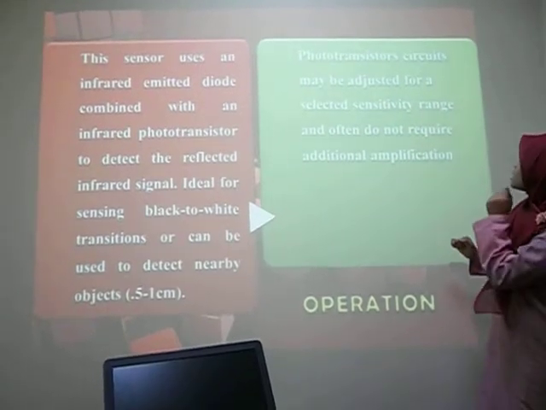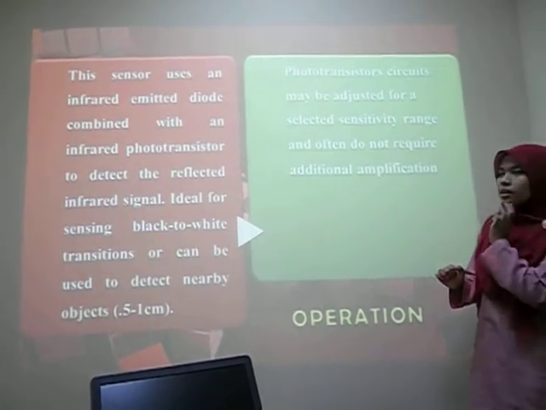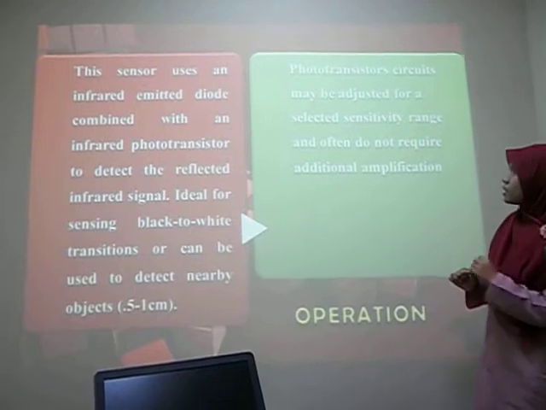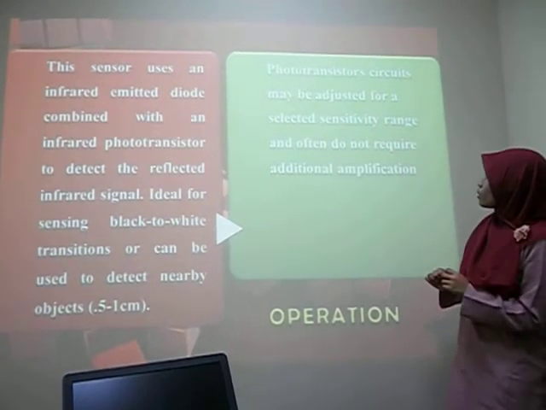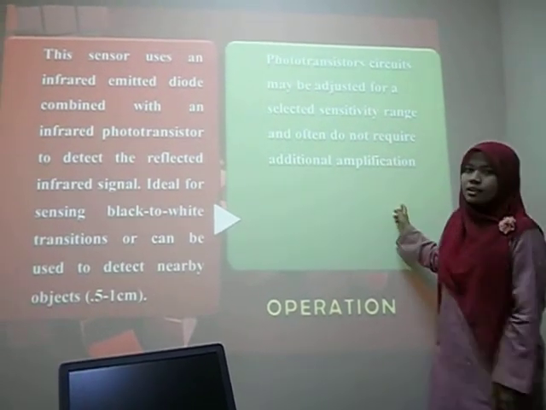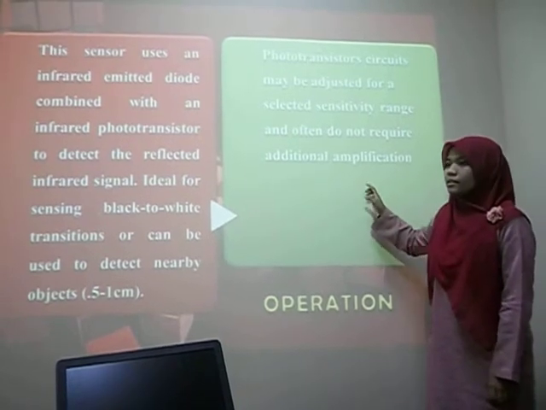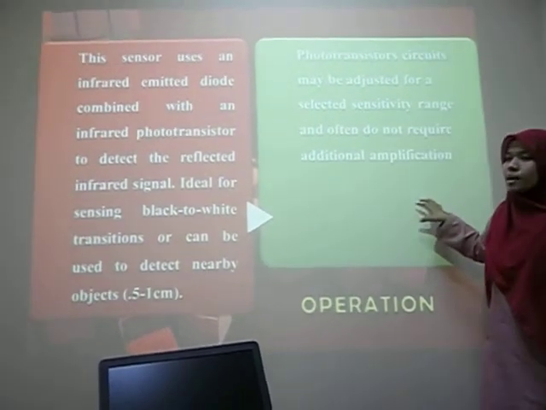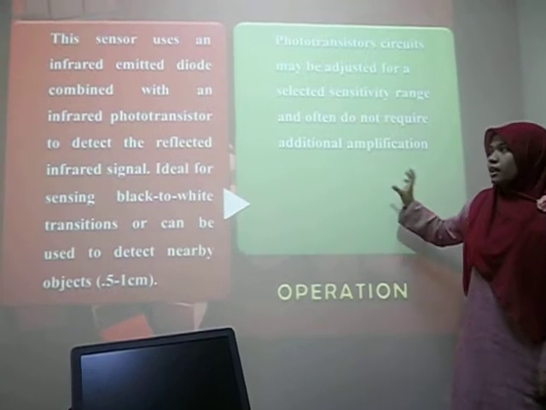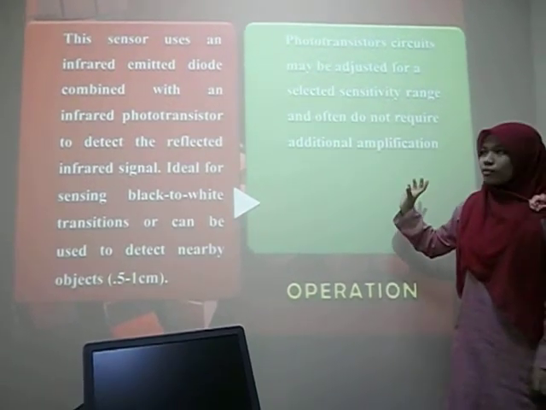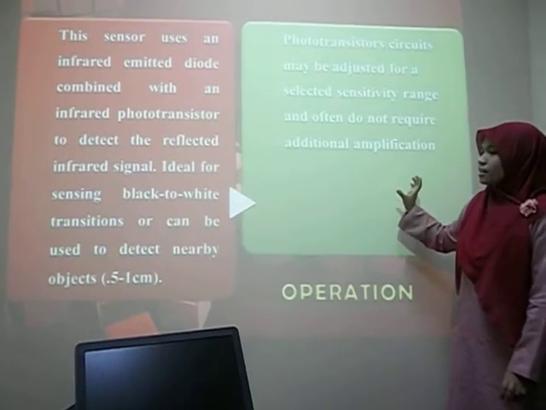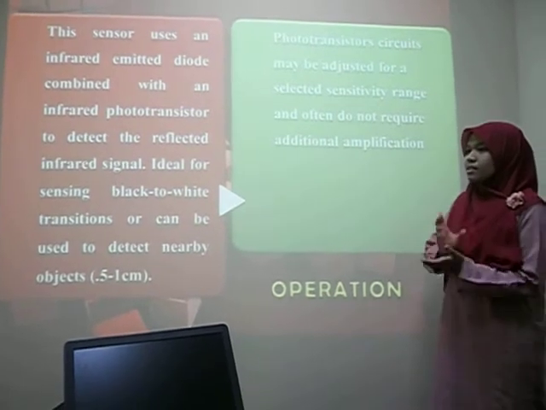The phototransistor circuit may be adjusted for a selected sensitivity range and often does not require additional amplification, which means the phototransistor cannot be added to an amplifier. So the phototransistor will detect the specific current.